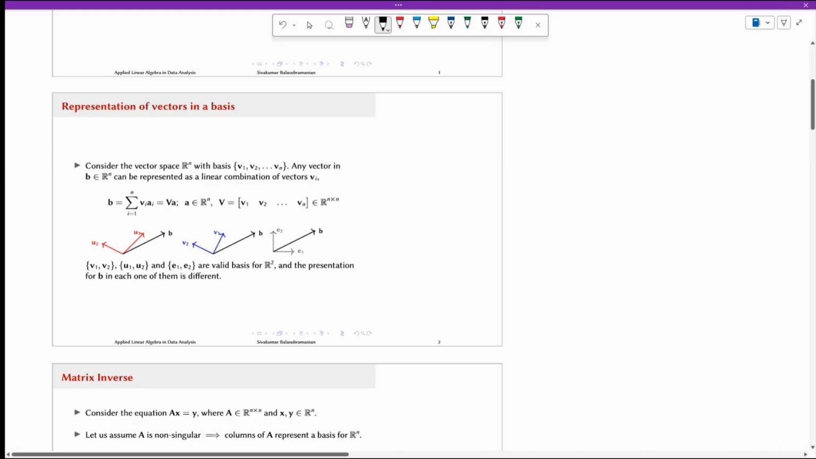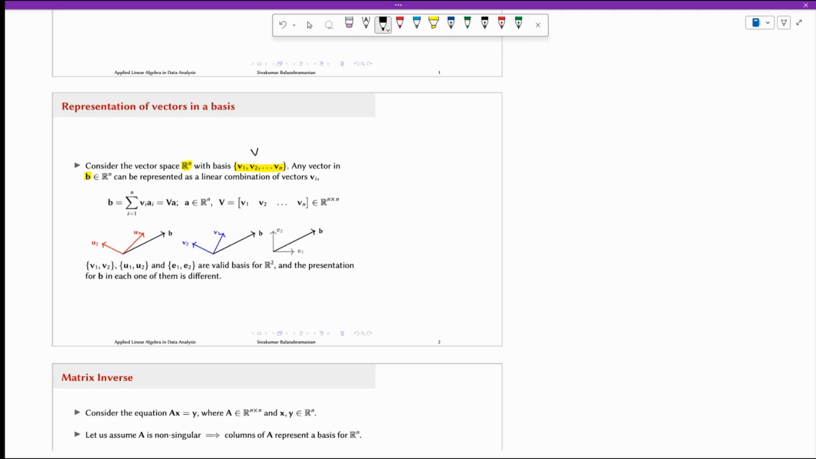Now let's generalize. Let's say we are dealing with Rn. Let's say we have a basis, just a basis. We don't know if it's special or if it's orthonormal. We just know it's a basis, and the basis vectors are v1 to vn, and we have another vector b. We can find the representation of b in the v basis. I'm going to call this the v basis.